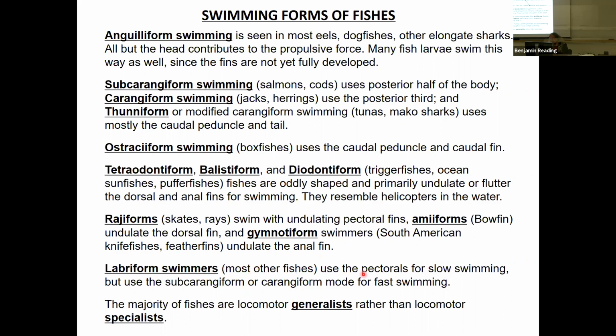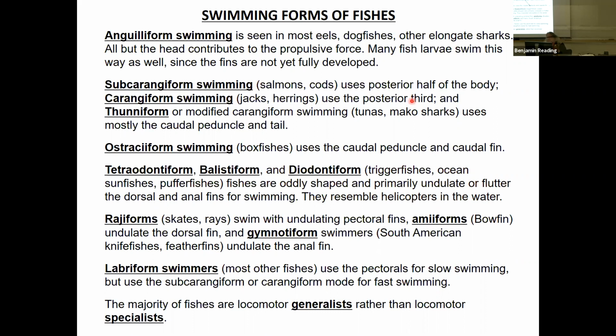Labriform swimmers use the pectorals for slow swimming, and then subcarangiform for fast swimming. And say the majority of fishes, right, 30,000 species, they're going to be a generalist. Oftentimes a bluegill, for instance, you're going to see it might use its pectoral fins to sort of paddle against the water when it wants to turn to the left or turn to the right. And then if it wants to swim away from a predator like a largemouth bass, it will use its trunk, the posterior third of its body, and the caudal fin in carangiform swimming.